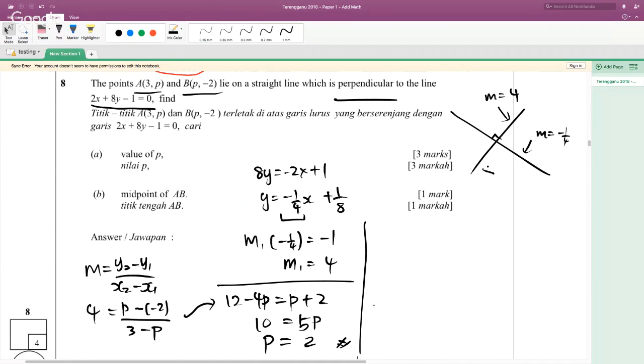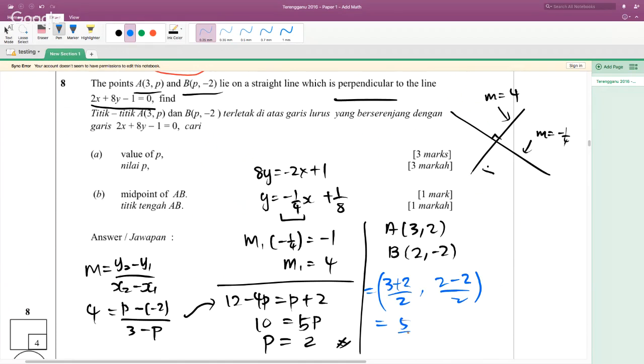So after I get p equals 2, what I will do is try to find the midpoint of A, B. So I just substitute my p into the coordinates A and B first. So this is 2, negative 2. The question now asks me to find the midpoint. Midpoint basically is quite easy. Just x plus x over 2, comma, and then y plus y over 2. Okay, this is how we do the midpoint. So this is 5 over 2, and then this one is 0. Okay, this is the midpoint of AB. Yeah, you get 3 marks just like this.